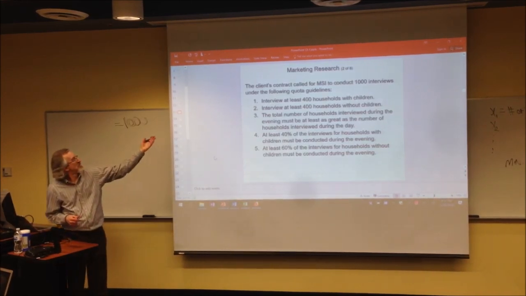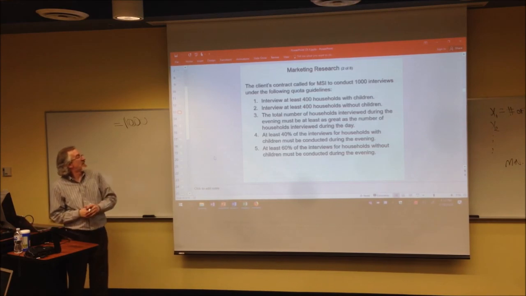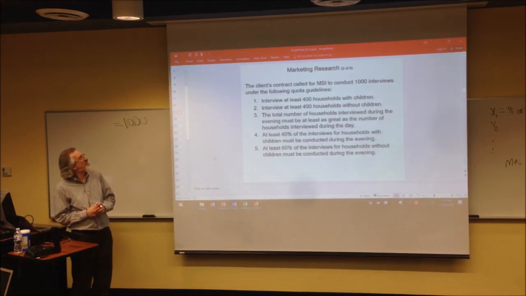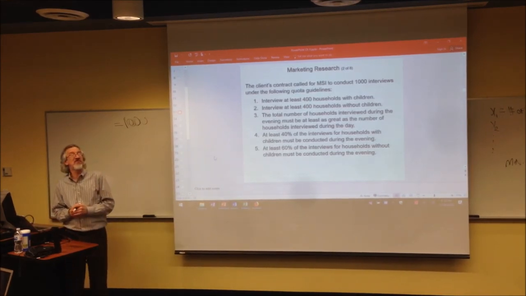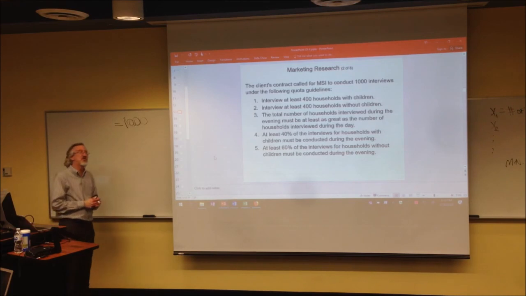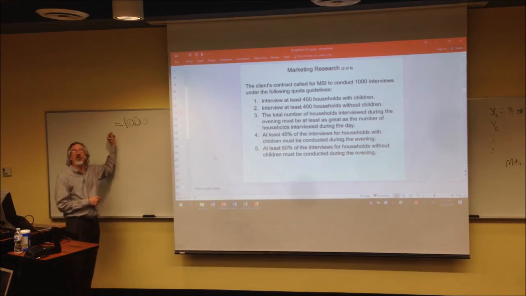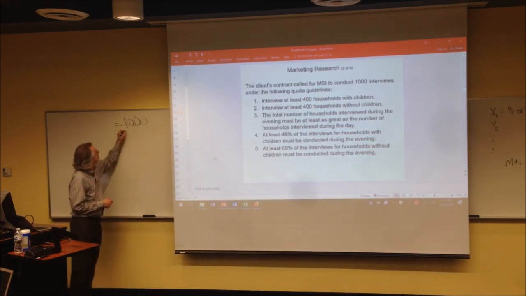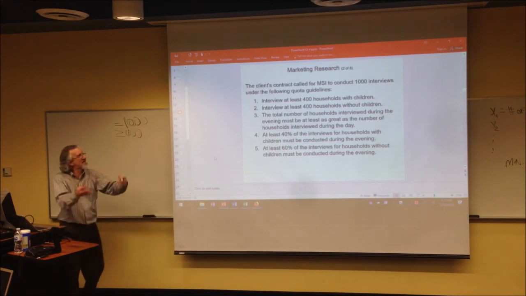I don't know, maybe I'm misreading. The client said, and we want at least 400 of these thousands to be from households with children. At least 400 with households with children. Greater than or less than or equal 400? Greater than or equal to 400. We want at least 400.